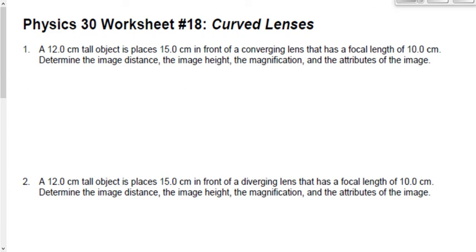All right, guys, we're going to take a look at worksheet number 18, questions 1 and 2. Number 1 says a 12 centimeter tall object is placed 15 centimeters in front of a converging lens.